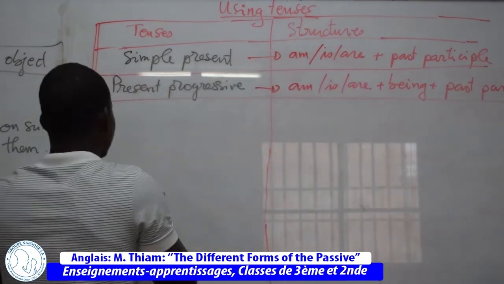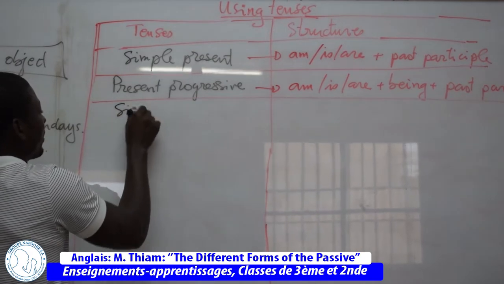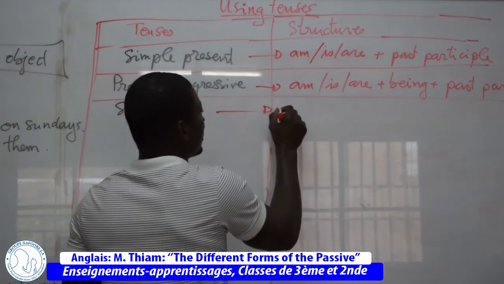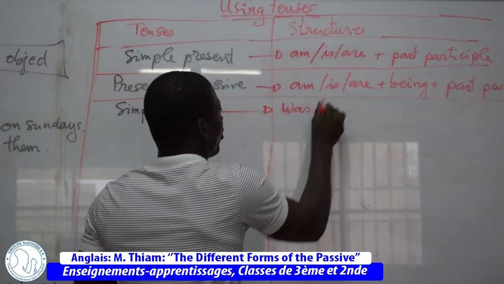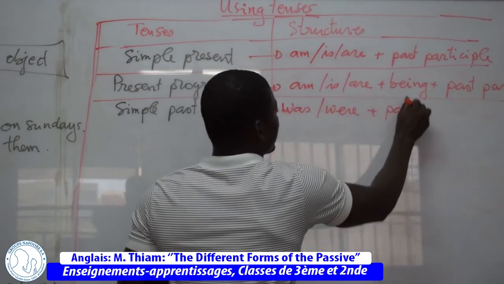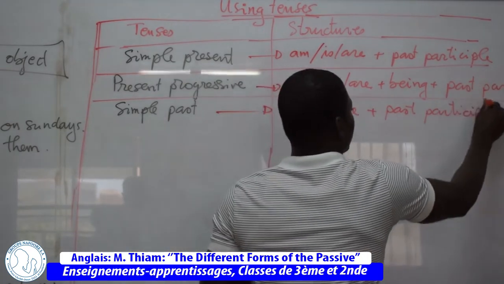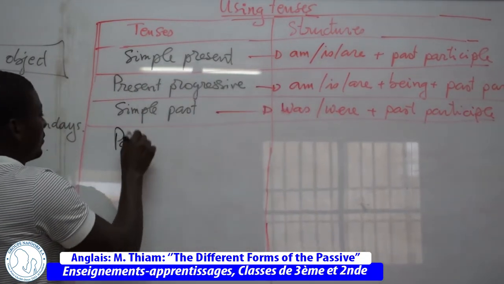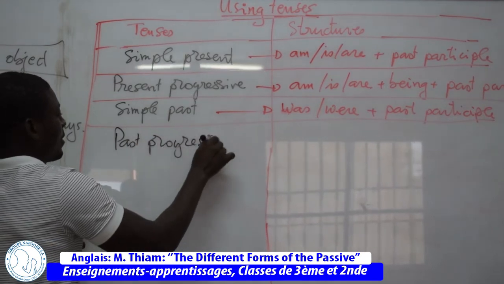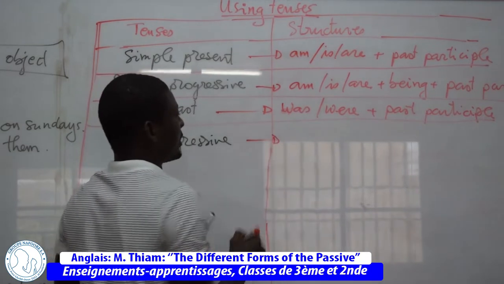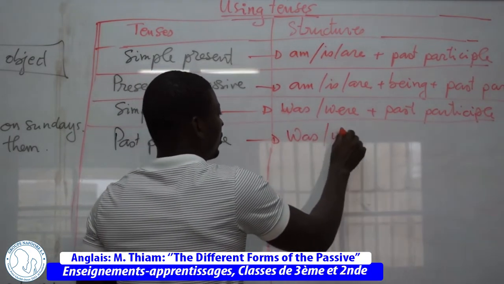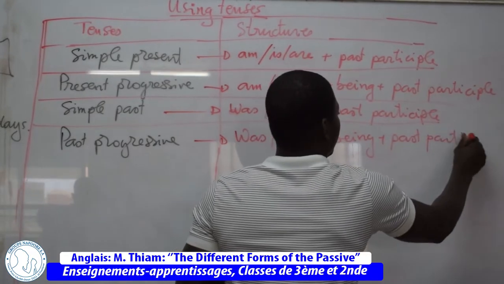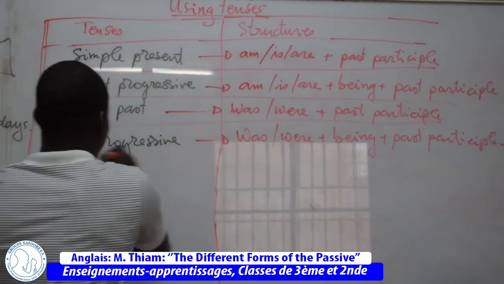All right. Another tense. Let's try the simple past. Now, the structure of the simple past in the passive form is either was or were plus past participle. Okay? Another tense, past progressive. The structure of the past progressive in the passive form is either was or were plus being plus past participle. Okay? Let's try another tense.